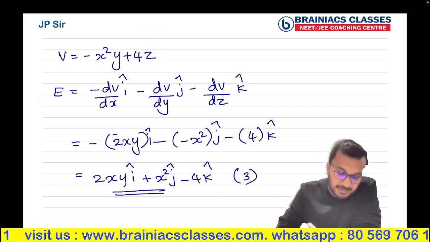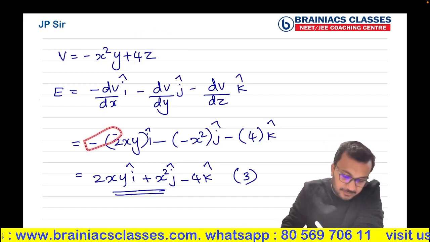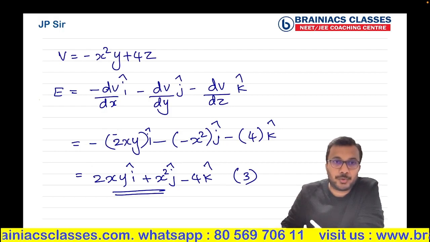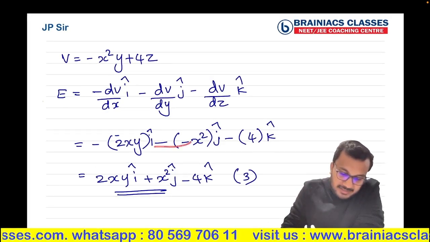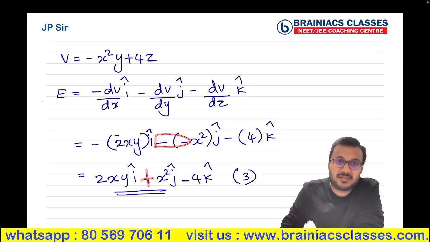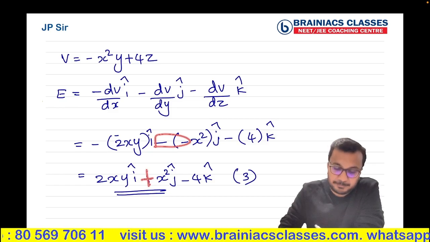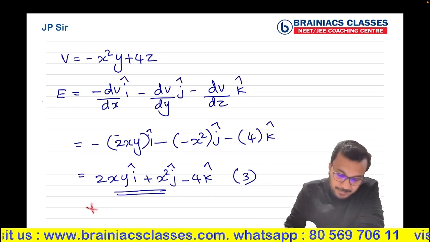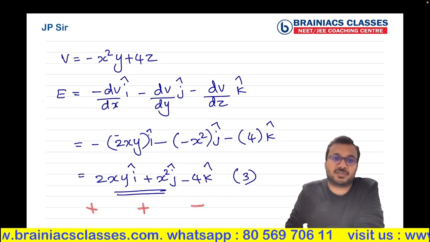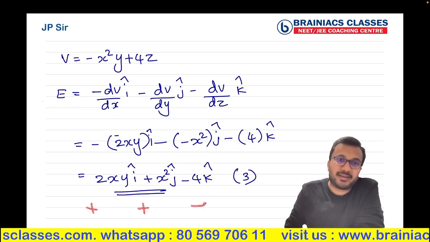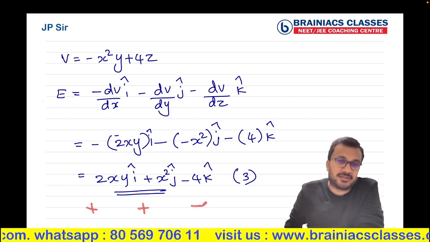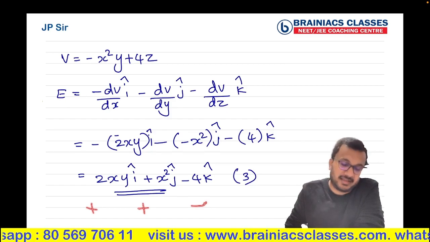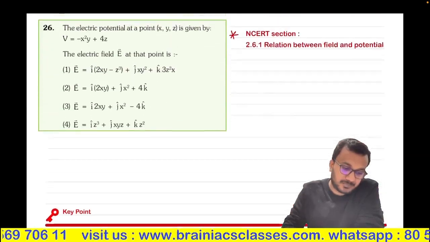Now it's simple. This minus into this minus becomes plus 2xy i. This minus into this minus becomes plus x square j, and this minus 4k. Remember this option, where we have plus and minus. 2xy i plus x square j minus 4k. Option number 3 is the correct answer.